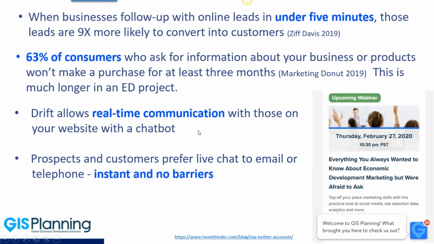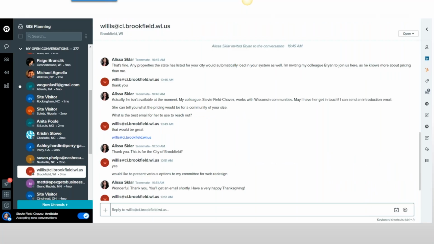Drift allows real-time communication with those on your website, which is what I was trying to capture earlier but somewhat stumbled through. So it's real time. I get a little ping. I've had these conversations on my phone in the grocery store with people who are on our website looking for more information. Prospects and customers prefer live chat to email or telephone. It's instant. I'm right away getting the information that I'm interested in. There are no barriers. I don't have to wait for someone to contact me. It really just gives me the real-time information that I need.